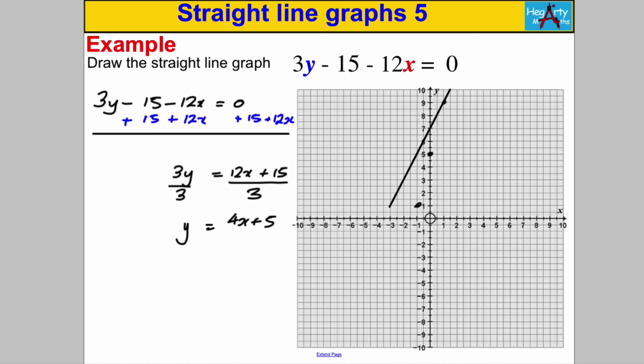And there you go. I drew that line fairly easily, without much hassle, with a bit of algebra, a bit of rearranging, but using y equals mx plus c. And label it here, that's 3y, subtract 15, subtract 12x is equal to 0, and we're done.